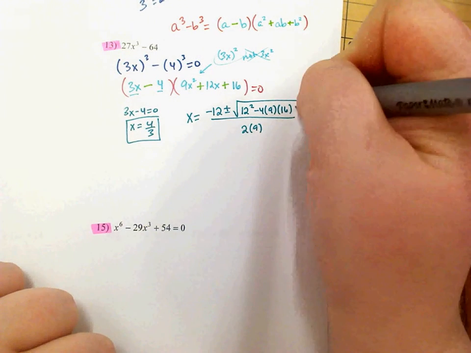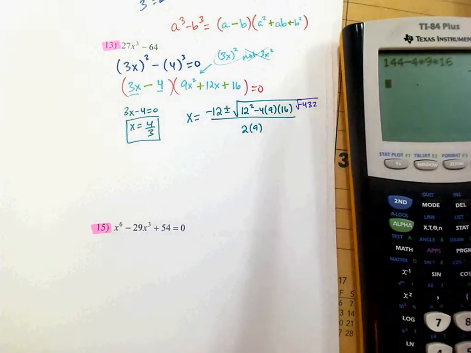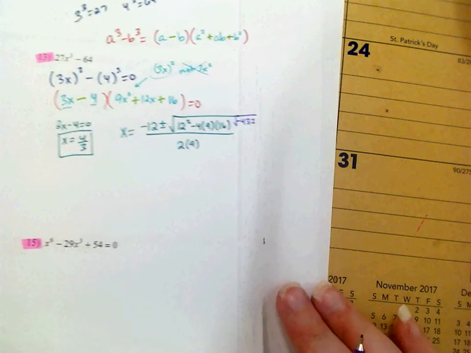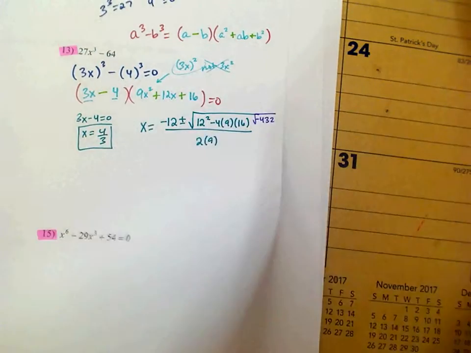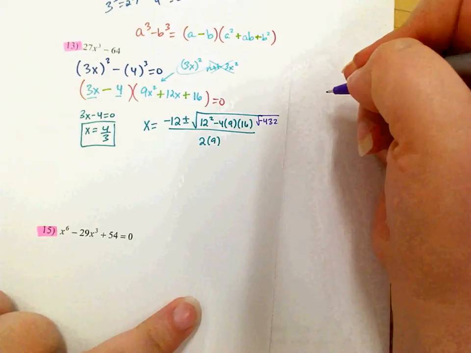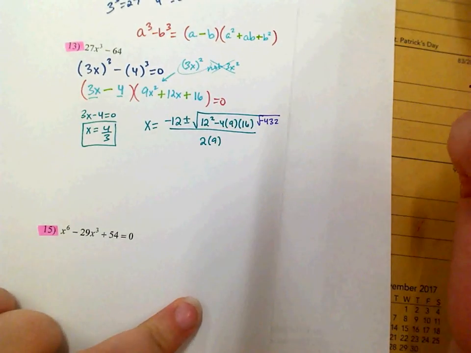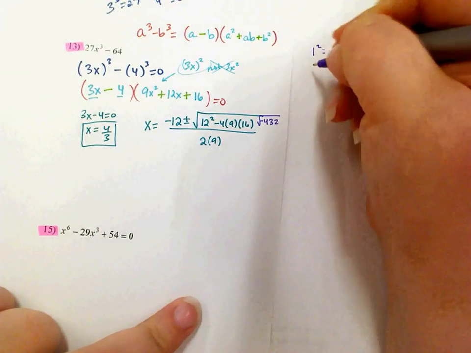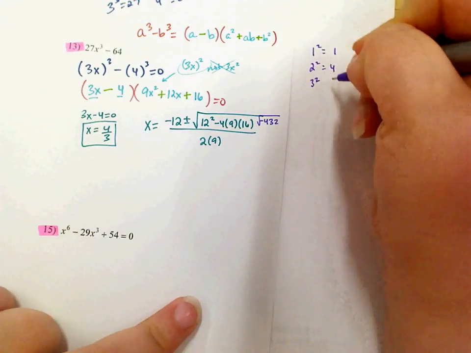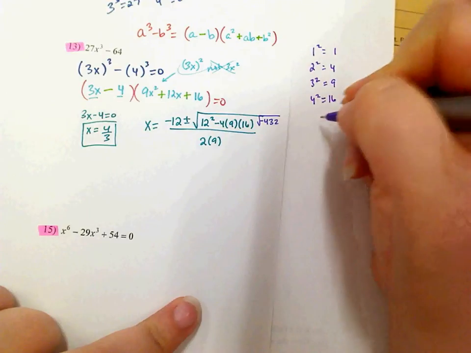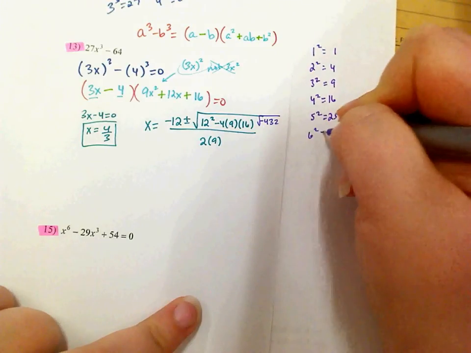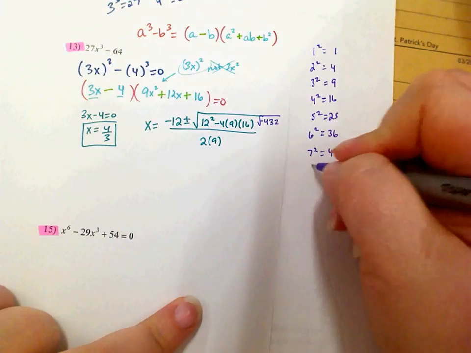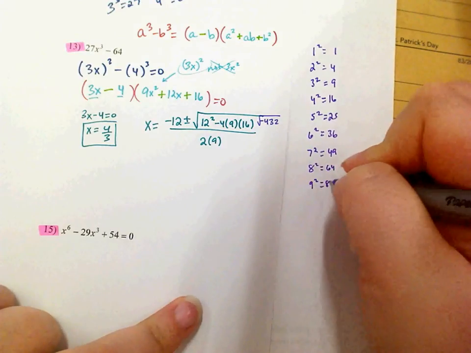And that's what that is, so 432. So, okay, when you think about your list of perfect squares, let's see, 432, well, I'll just go down the list. 1 squared, 2 squared, 3 squared, and yes. So 81, 10 squared is 100.